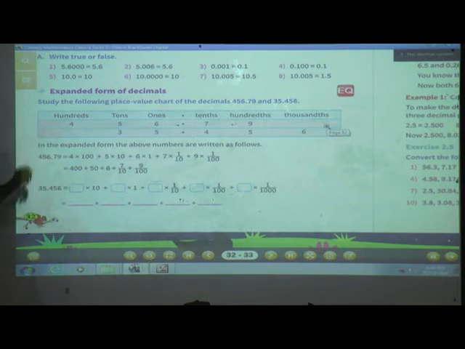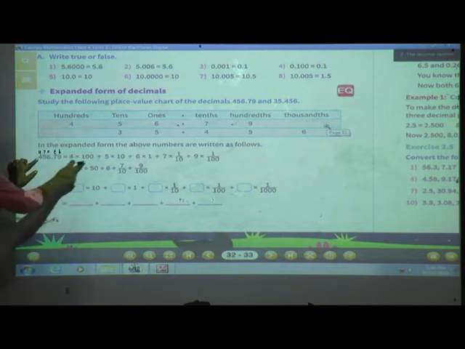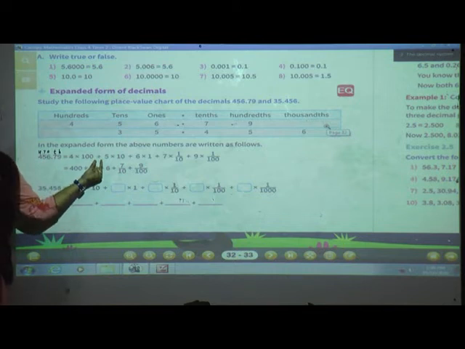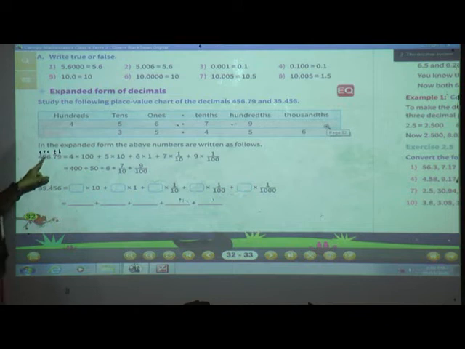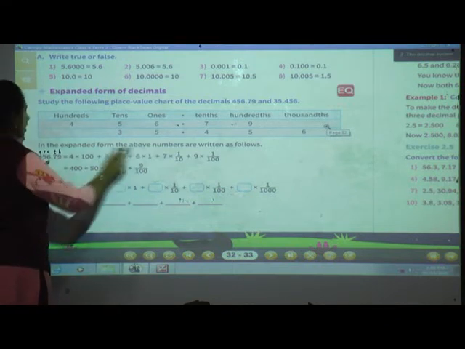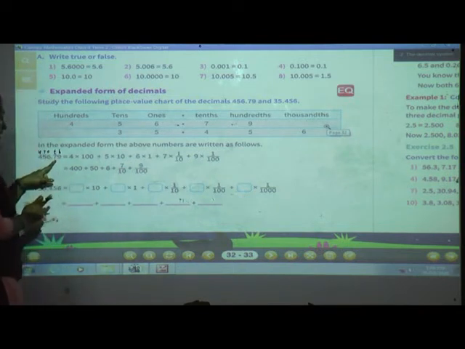456.79. See, this means ones, tens, hundreds. This is tens and this is hundreds. 4 multiplied by 100. Why 100? The place value of 4 is 100. Plus, in the expanded form, we add an addition symbol between all the numbers, isn't it? Now 5 tens means 5 multiplied by 10, plus 6 in the ones place, that is 6 multiplied by 1, plus now the decimals.